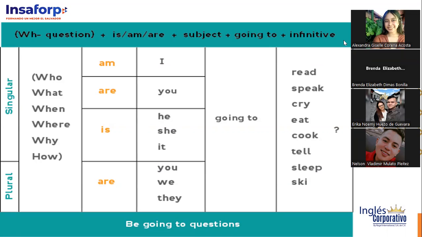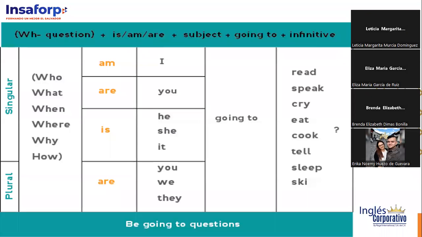Okay, Alexandra, select one of your classmates, ask a WH question. Okay, I select Jose Alejandro. Okay, Jose Alejandro, ready? Ready. All right. What are you going to do after class? Thank you. Well, I'm going to sleep. I need to work in many places with my job. Okay.